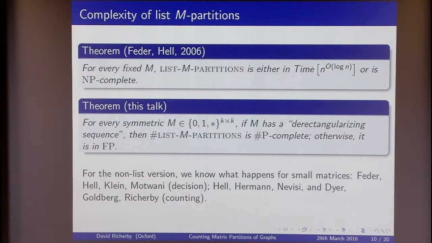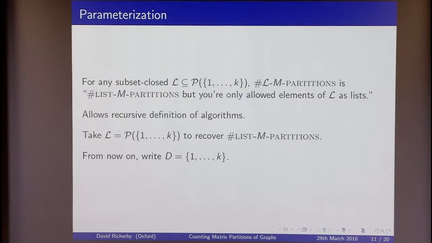Hellerman and Navisi didn't prove it in those terms, but actually it does correspond to exactly the same thing as having one of these derectangularizing sequences 3 times. It turns out that one of these sequences in a 3 by 3 matrix can't actually be terribly complicated, which is how Hellerman and Navisi's criterion ends up being the same as ours. Okay, so how are we going to prove this dichotomy?